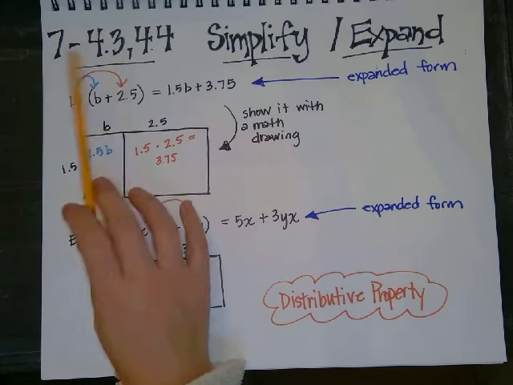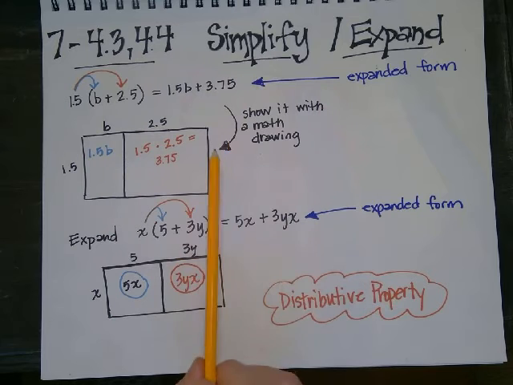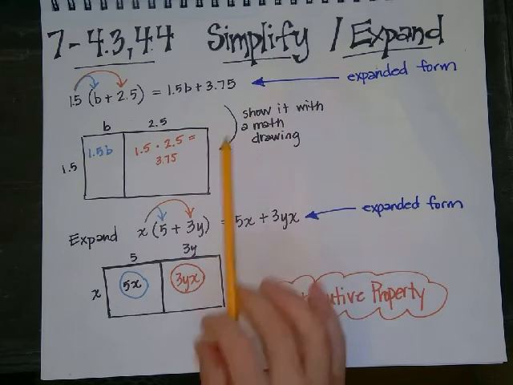I want to talk about 7th grade math. This is section 4.3 and 4.4. We're still working with algebraic expressions. This time we're going to talk about simplifying and expanding them.